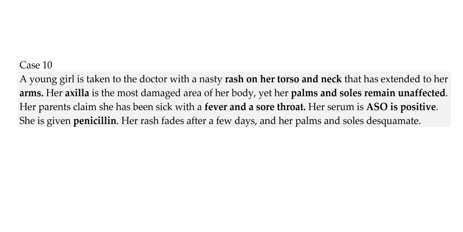A young girl is taken to the doctor with a nasty rash on her torso and neck that has extended to her arms. Her axilla is the most damaged area of her body, yet her palms and soles remain unaffected so far. Her parents claim that she has been sick with a fever and a sore throat, and her serum you have ordered for ASO test, which has come positive. She is given penicillin. Her rash fades after a few days, and her palms and soles show signs of discoloration.